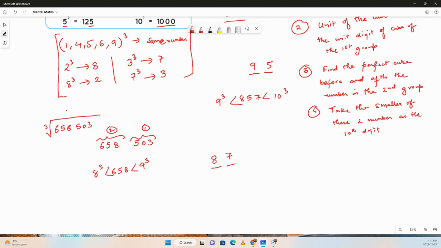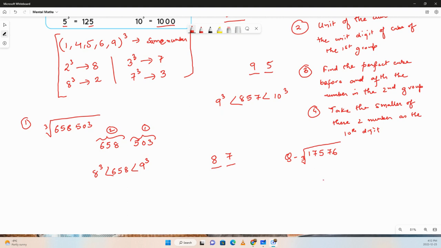That is how we can solve a cube root in no time. Let's do one last question, but this one you give a try. The question for you is 17576. Find the cube root of this number. Give it a minute's try and we'll come back with the solution. I hope you have given it a try.